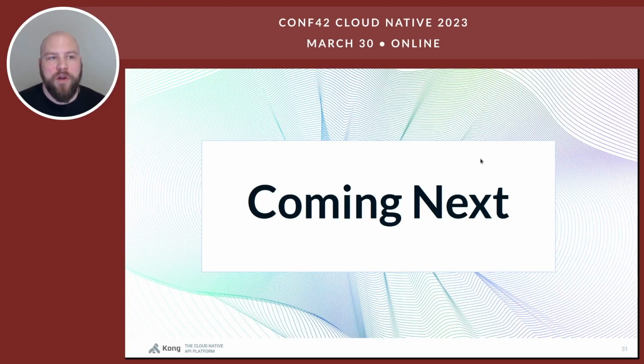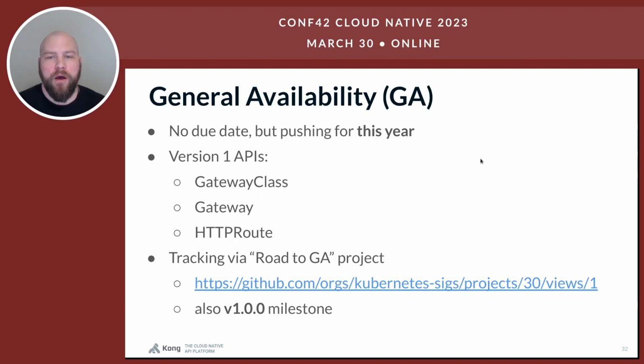So let's talk about what's coming down the pipeline, what's coming next in the project. There's a lot of things going on. Gateway API is one of the most active sub-projects within SIG Network. General availability, GA, is the big next thing. We don't have a specific due date. We'd like it to go out this year. We expect that we'll have 3 APIs in version 1: gateway class, gateway, and route, which are what we covered in the demo today. We are tracking this as the road to GA via a milestone called 1.0.0.